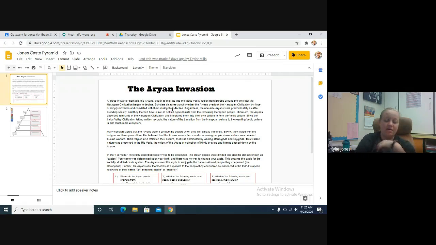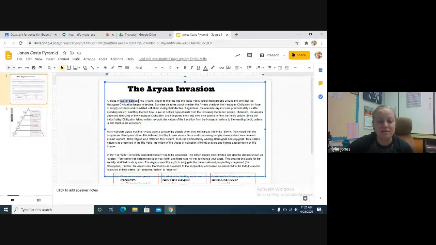So if we read through this, it says a group of warrior nomads, the Aryans. So these warrior nomads basically means people that were traveling all over the place. They lived in a nomadic life where they just went around and around, didn't ever settle down, but they're also warriors, so they're well trained and just taking over parts of the country, right?